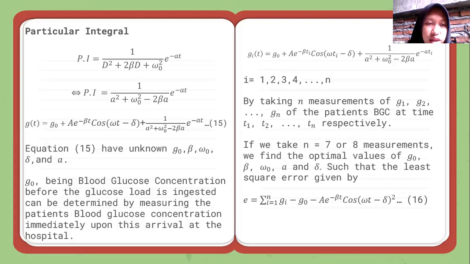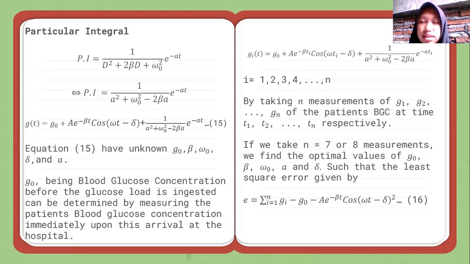And equation 15 has unknowns G0, beta, omega 0, delta, and A. G0, being the blood glucose concentration before the glucose load is ingested, can be determined by measuring the patient's blood glucose concentration immediately upon arrival at the hospital.